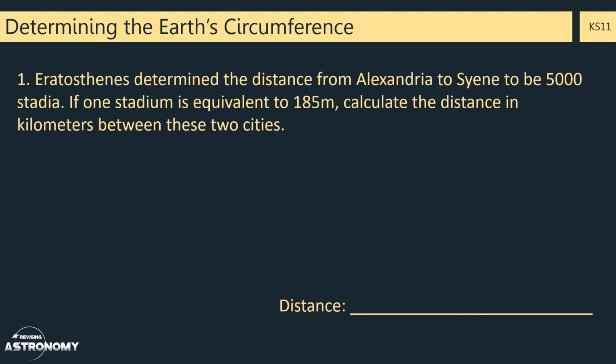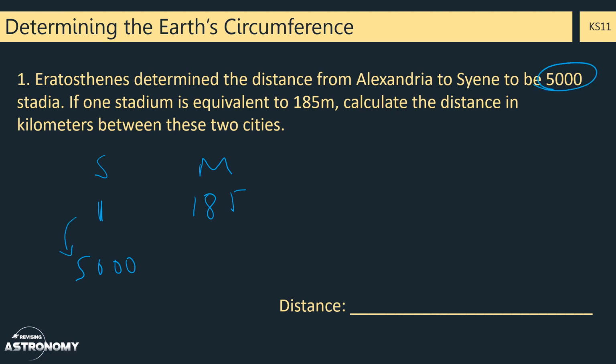Eratosthenes determined the distance from Alexandria to Syene to be 5,000 stadia. If one stadium is equivalent to 185 meters, calculate the distance in kilometers between these two cities. So the easiest way, I think, to do this is to firstly think about your ratios, so the stadium to meters. We know that one stadium is equivalent to 185 meters, but we don't have one stadium, we have 5,000, like it tells us in the question.